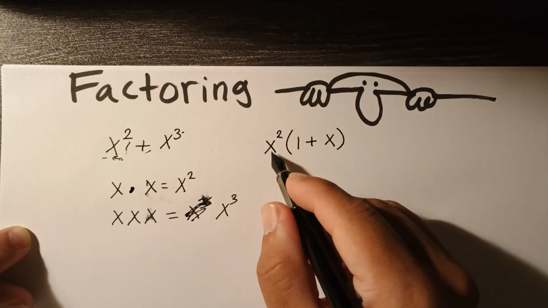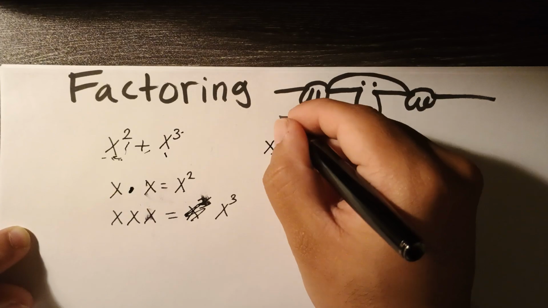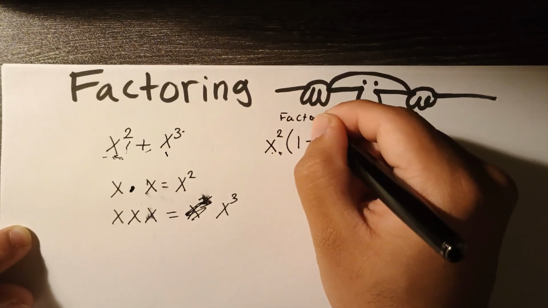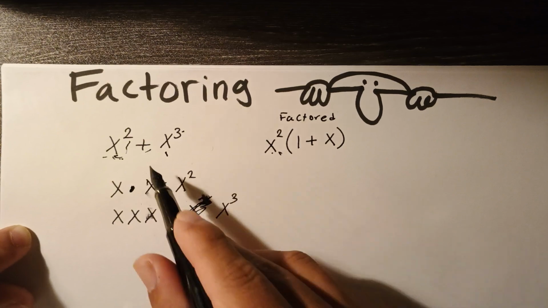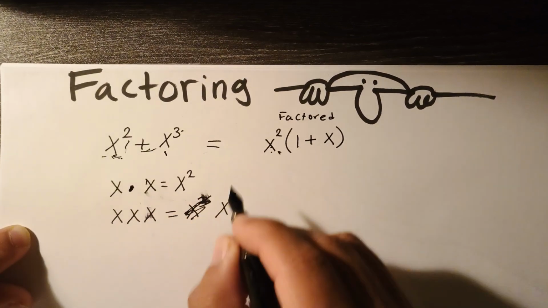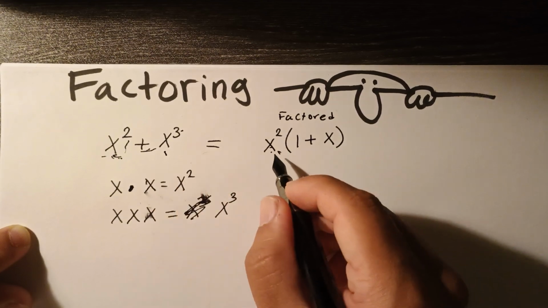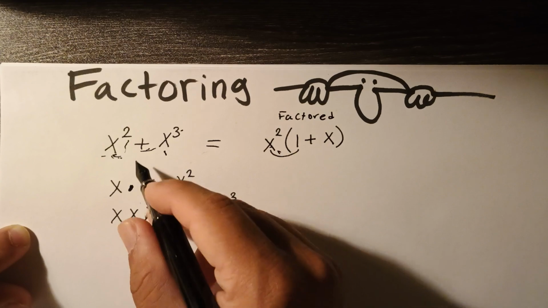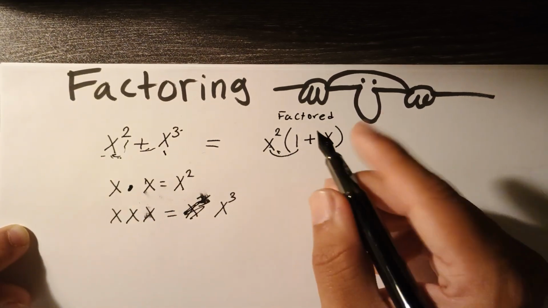And now this is a factored form of this, and they're equal to each other. All I did was take out an x squared from both of them, right? So if we multiply this back in, we want to go back to this form, so we need to multiply this out.